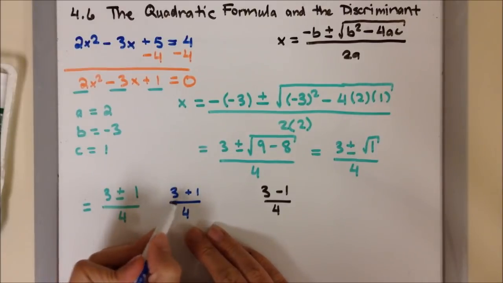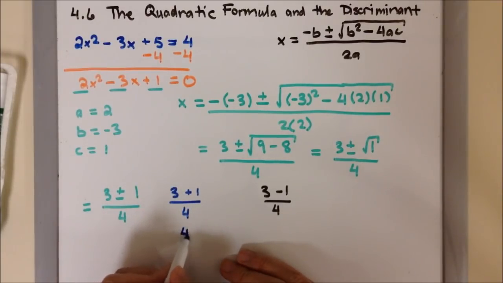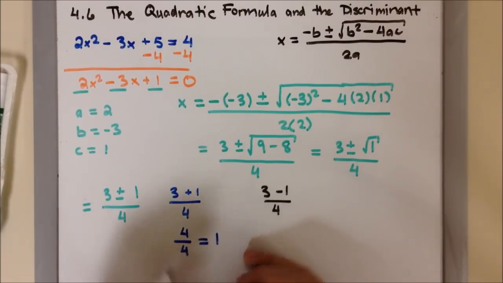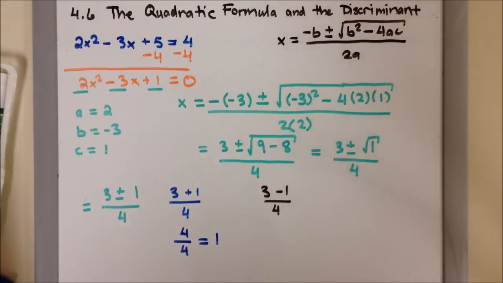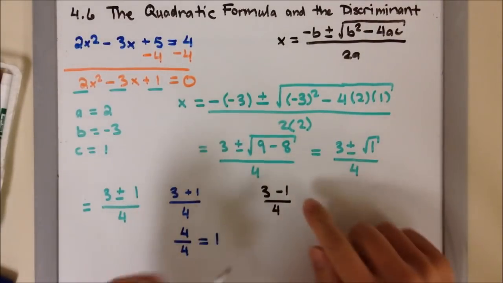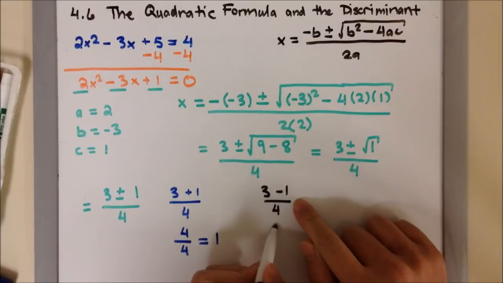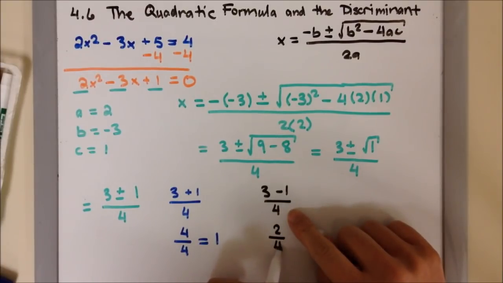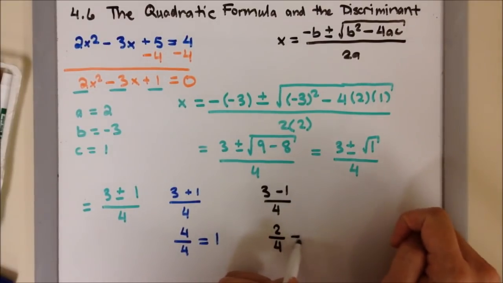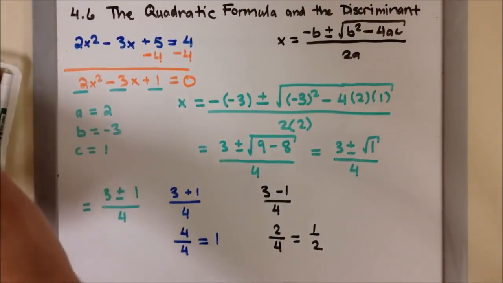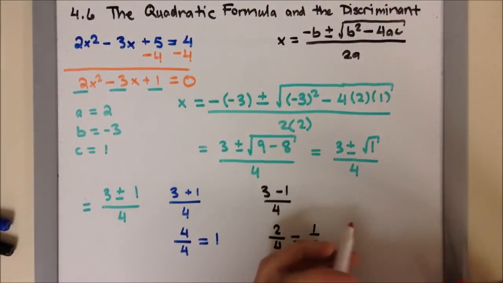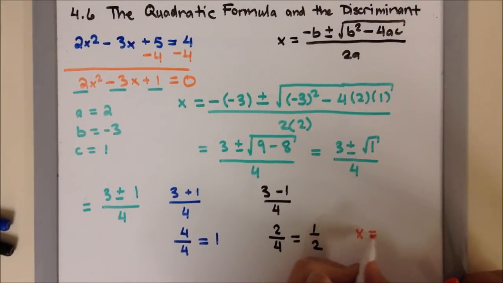So what we're going to do, the first one, 3 plus 1, I'm going to write 4, and then my denominator is 4. 4 divided by 4 will be just positive 1. Next, I'm going to do the second one. So 3 minus 1 is 2, and I still have my denominator, which is 4. 2 divided by 4, you can simplify that into 1/2. So my solution is x equals 4 comma 1 over 2.